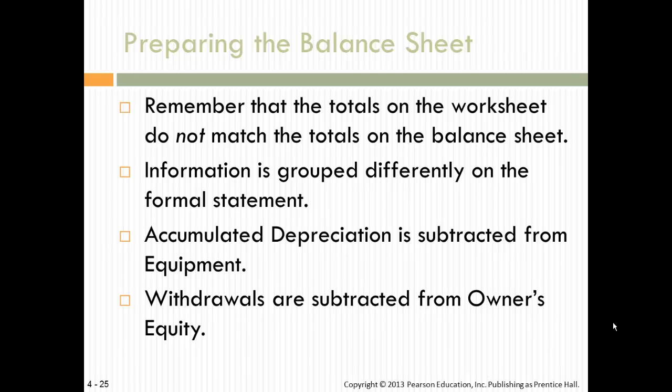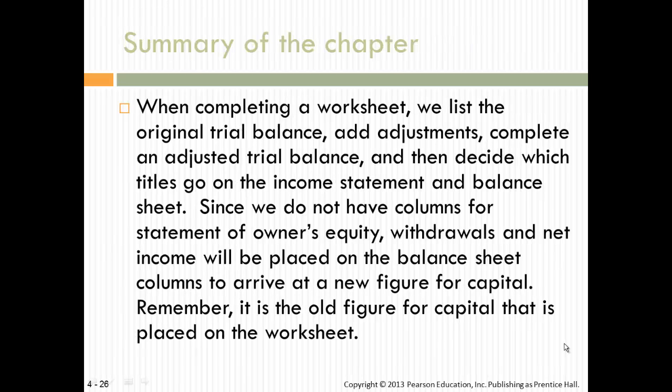When you prepare the balance sheet, these are things you need to remember. Remember that the totals on the worksheet do not match the totals on the balance sheet. Information is grouped differently on the formal statement. So I think this is the hardest for some students to understand. The accumulated depreciation is subtracted from equipment, which I mentioned earlier, giving you a net asset number, and withdrawals are subtracted from owner's equity.